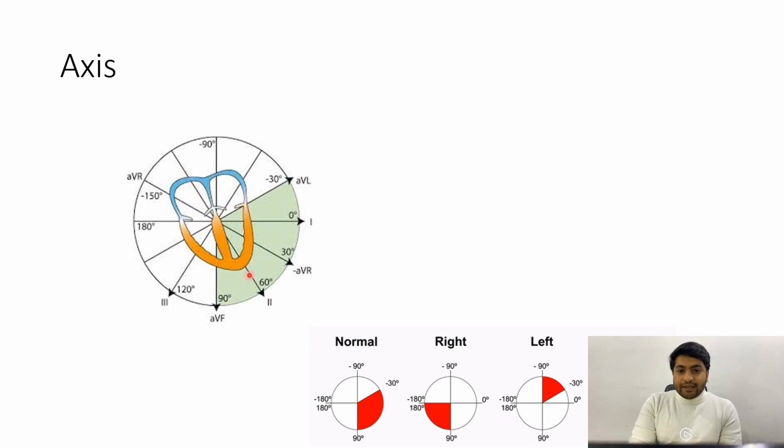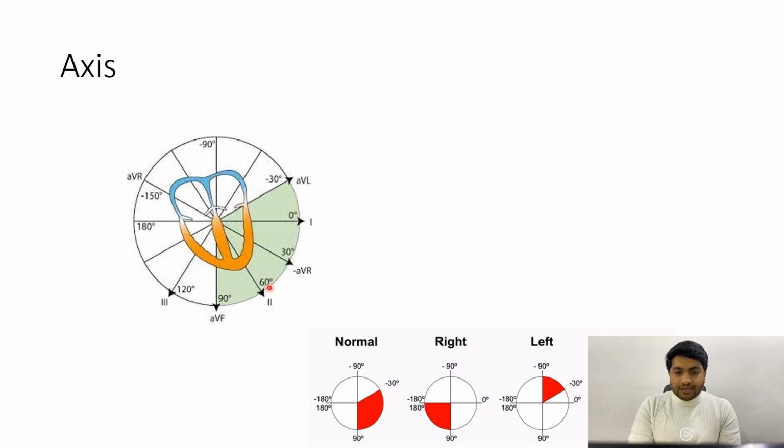So that is our normal axis. The current travels from here, it goes to the AV node and then towards the apex. So for our reference, from where lead AVL stands to AVF, we call this area our normal axis. From 90 to minus 30 degrees, this is our normal axis of the heart.